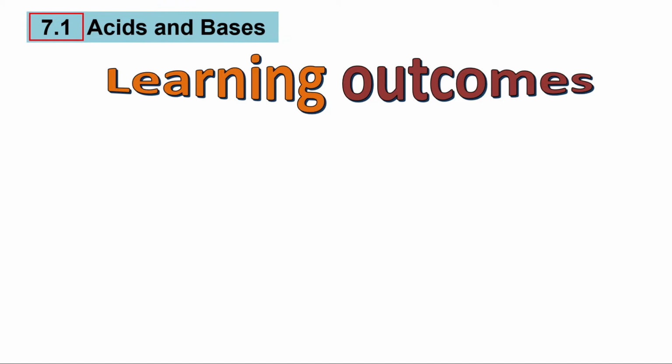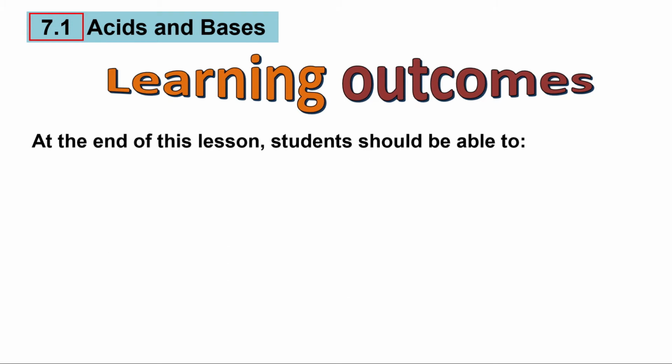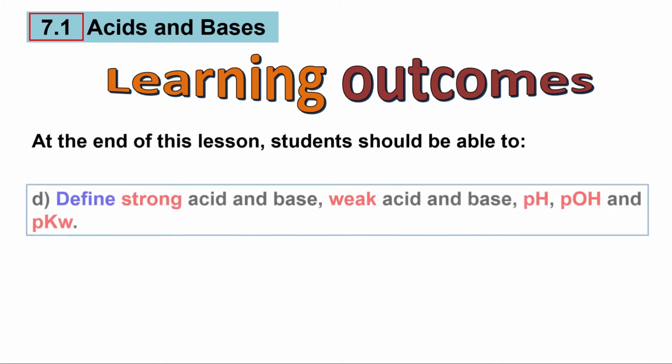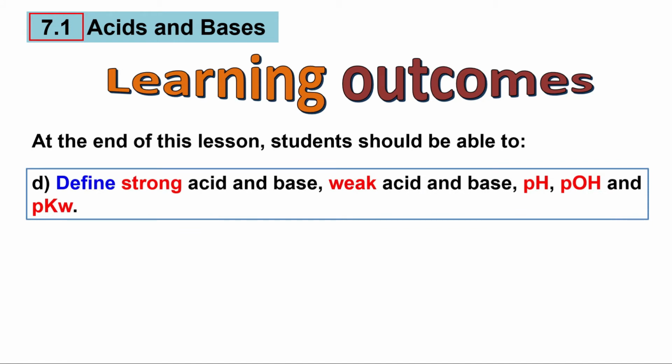So today we are going to continue learning on acids and bases. Here are the learning outcomes. At the end of this lesson, students should be able to define strong acid and base, weak acid and base, pH, pOH and pKw. But in this video we are going to focus on acid and bases first, and we are going to continue with this definition in the next lecture.